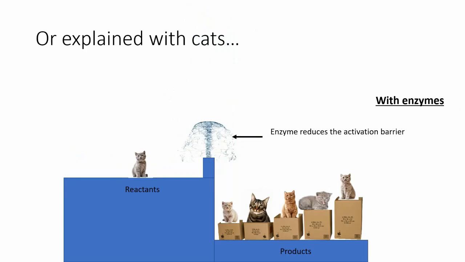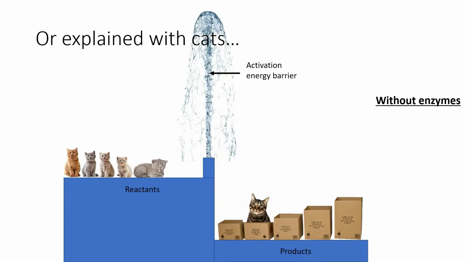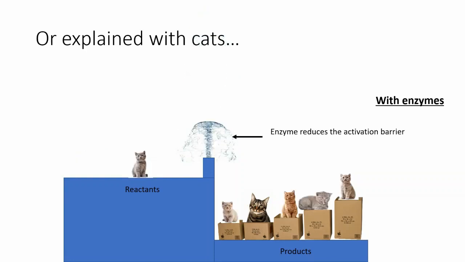With enzymes, we reduce the activation barrier. So more cats are going to be able to jump over this water fountain or jump through it. And as such, the cats, the reactants, will form products or cats in boxes. Once again, we will get cats in boxes over time, but with the addition of enzyme, it's going to happen much more frequently and much faster because this activation barrier is much lower.